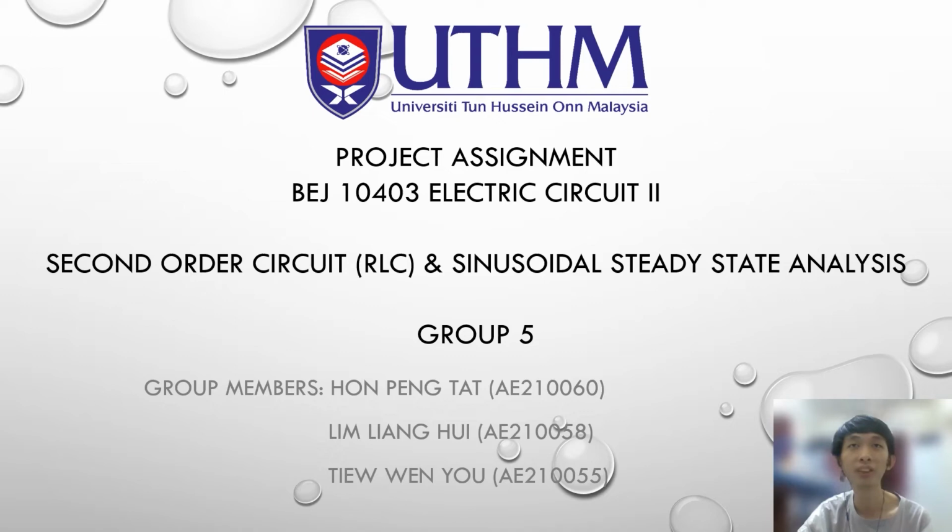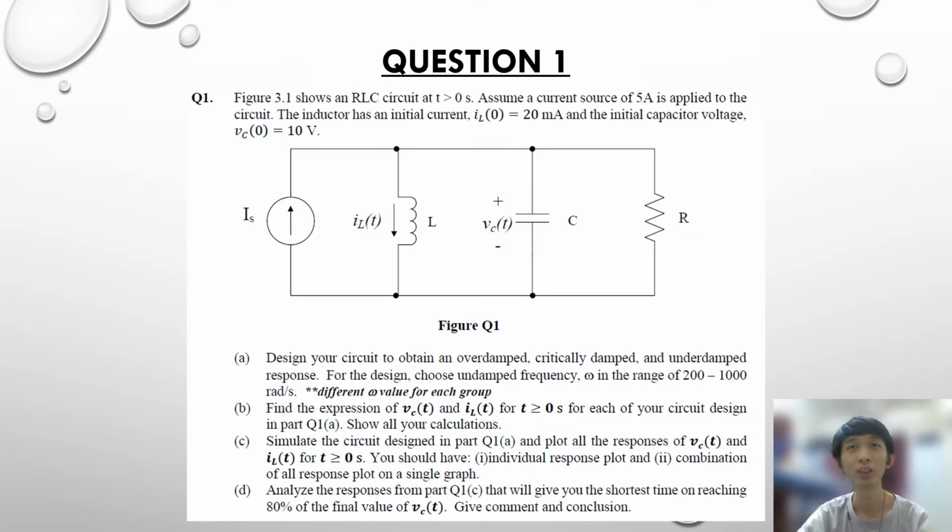Now I want to present about the project assignment BEJ 10403 Electric Circuit 2 with the title Second Order Circuit RLC Sinusoidal Steady State Analysis. I am Hong Peng Tat from group 5 and my group members are Lim Yang Hui and Tiu Bun Yu. This is question 1 which we need to solve.